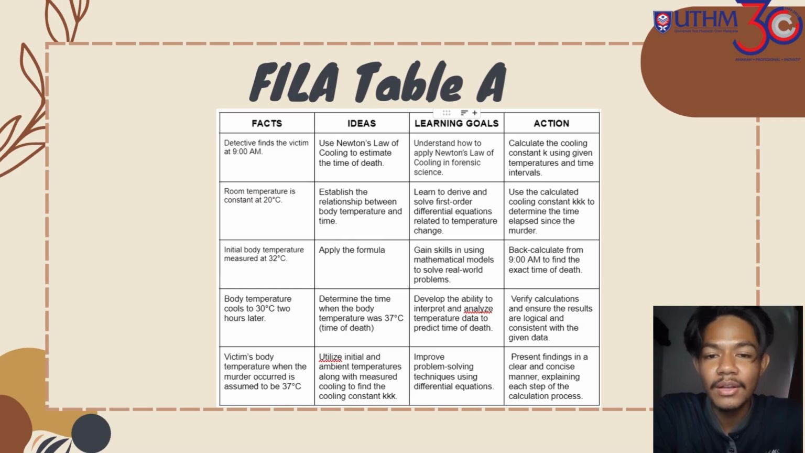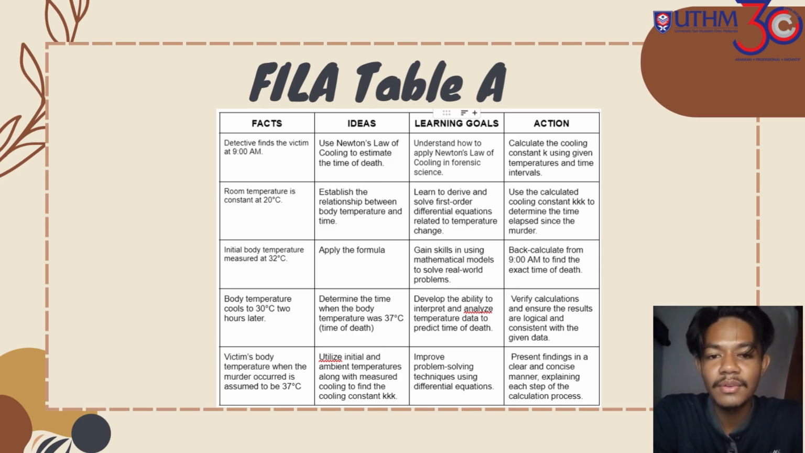And we have also 5 main goals from this project. First, we can understand how to apply Newton's law of cooling in forensic science. Second, we can learn to derive and solve first order differential equations related to temperature changes. Third, we can gain skill in using mathematical models to solve real-world problems. Fourth, we can develop the ability to interpret and analyze temperature data to predict the time of death. And lastly, we can improve problem-solving techniques using differential equations.